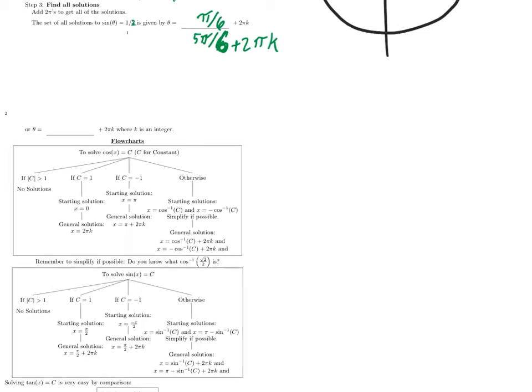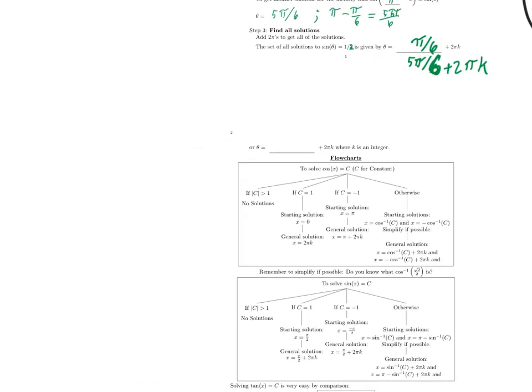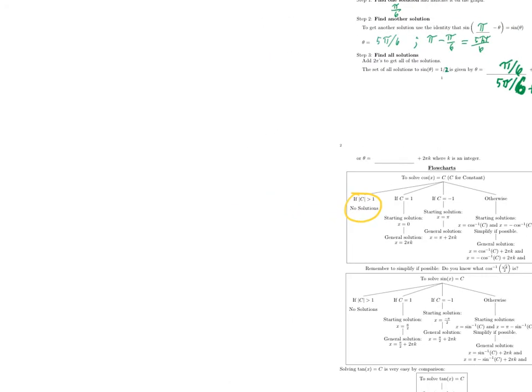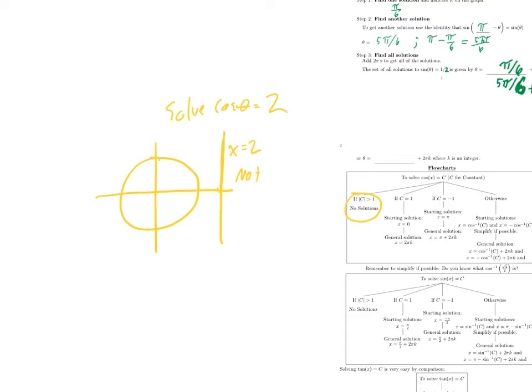Let's see why using a unit circle. So if you draw a unit circle, and someone asks you to solve cosine of theta is equal to 2, well, if there's the line at x equals 2, how many times does that line cross the unit circle? It doesn't. There are no points of intersection, so that means there are no solutions. Whenever you take an x value that's bigger than 1 in absolute value, there will be no solutions.